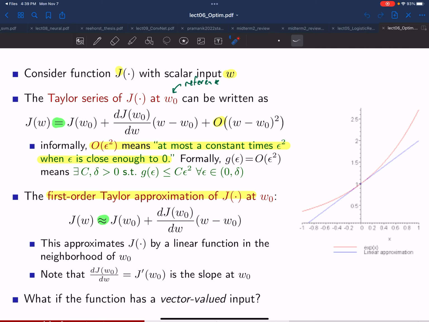So it has sort of a dense mathematical meaning. If you've taken a course in real analysis, you see a lot of this type of stuff. You have these epsilon delta type statements where you say there exists some constant c and some epsilon, both positive, such that the function which we're saying is order epsilon squared, this function of epsilon, is less than or equal to c times epsilon squared for all epsilon in this interval.